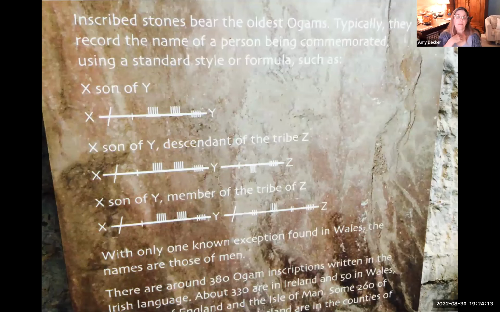Really what these were was record keeping. They discovered that this form of communication was used to record the names of prominent people within the tribe, using standard formats such as X son of Y, descendant of the tribe Z, or X son of Y, member of tribe Z. With only one known exception found in Wales, the names are all of men. I don't think any of us are surprised by that, but it's lots of commemorating the leaders of their tribes.